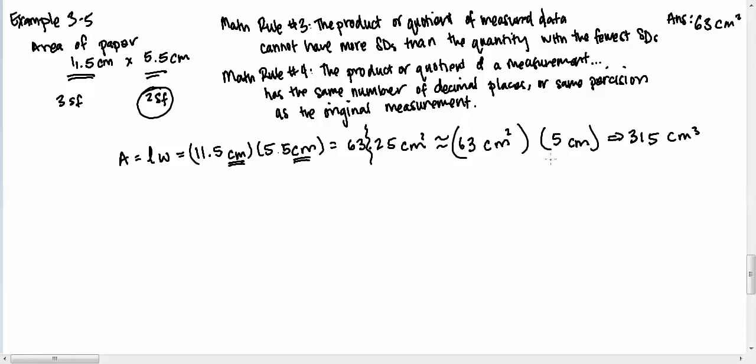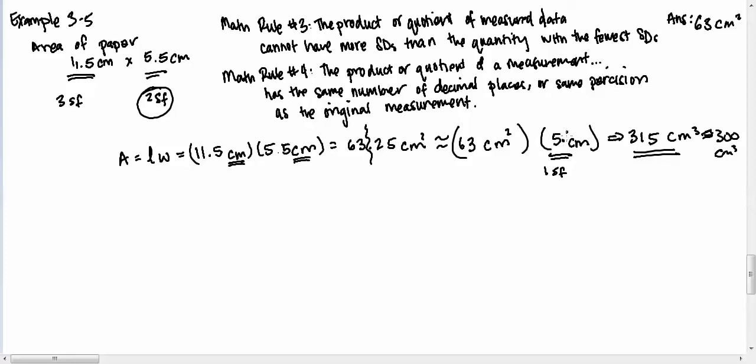And here's the thing: how many sig figs do I report now? Well, this number right here only has 1 sig fig. So what you would do is round this off to say, okay, this is equal to 300 centimeters cubed, because I need to bring this down to its lowest amount of sig figs, and in this case it would be just 300.